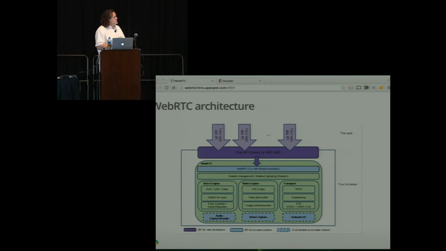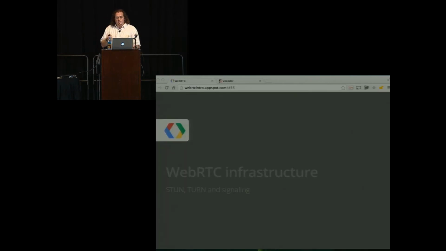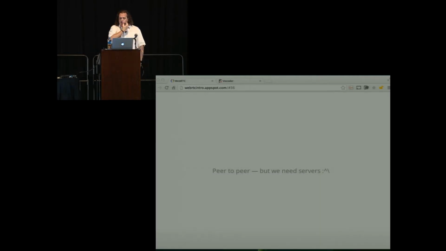Now, thankfully, using RTCPeerConnection, a lot of this complexity is abstracted away, which is why I'm just putting this up as an eye chart. I'm not actually going to walk through every single piece of it. But it is a little bit more challenging. So there's that nice fluffy white cloud that I showed you earlier. And what it didn't actually say was, even though we're peer-to-peer, we still need servers.